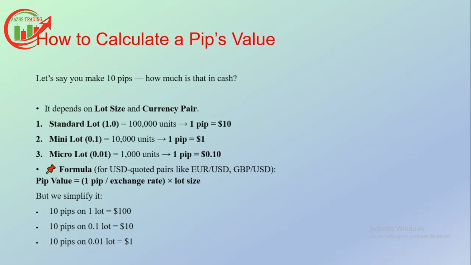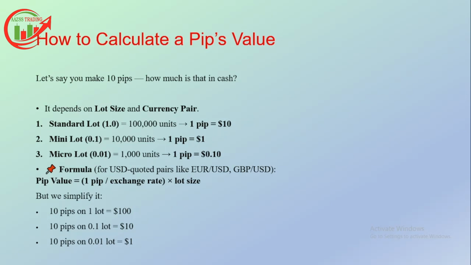So you need to understand these calculations. When you start placing trades with a lot size, you have an understanding: I'm going with this lot size, if I have 10 pips, I have this amount, if I have 1 pip, I have this amount. The formula is 1 pip over the exchange rate multiplied by the lot size. We'll deal with that for those that will get the courses.